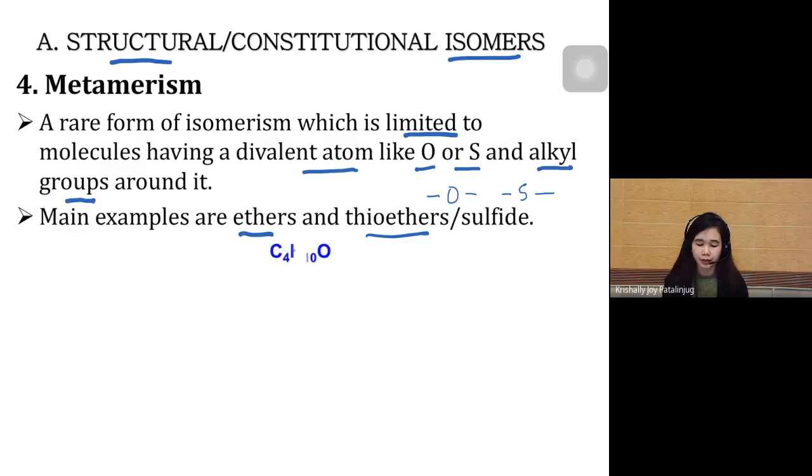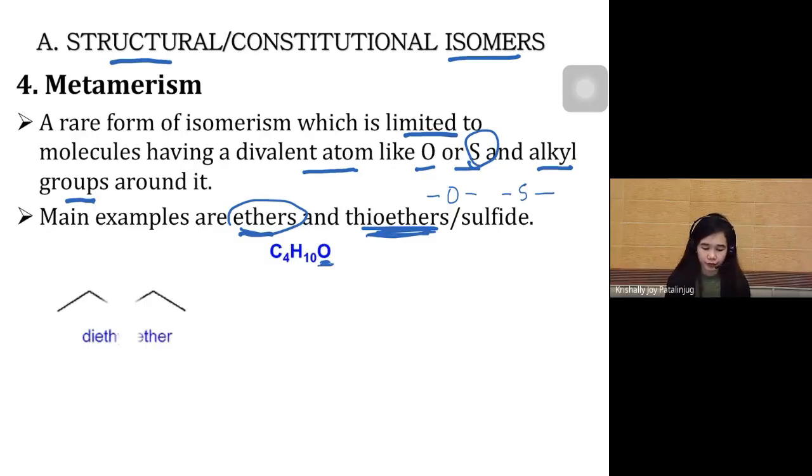Say, for example, C4H10O. This would produce different ethers. Ethers, ROR, have oxygen as the central atom. For thioethers, it should be sulfur that appears in the general formula. So C4H10O will produce sets of ethers. Again, metamerism is limited among ethers and thioethers.